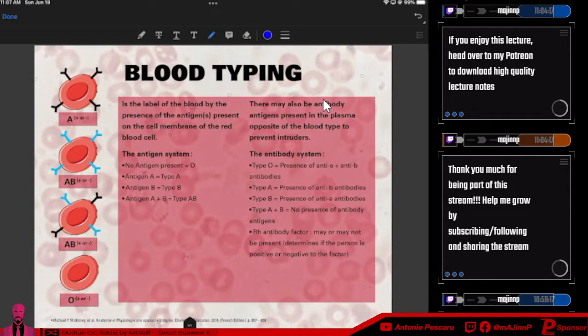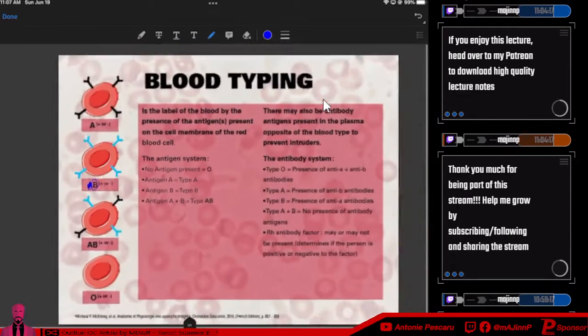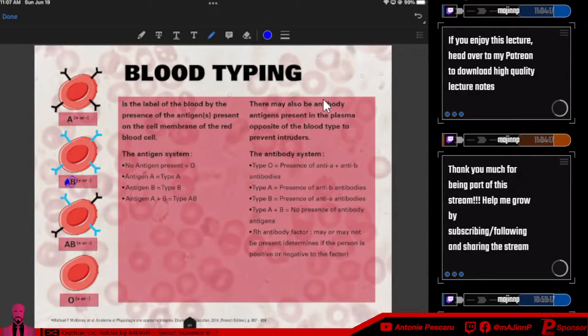You have the A type, the AB type. Actually, it shouldn't even be that, it should just be B. So yeah, you just have the A type. I just recognized I have a mistake. Don't worry about that. You got the A type, the B type, the AB type, or the O type.